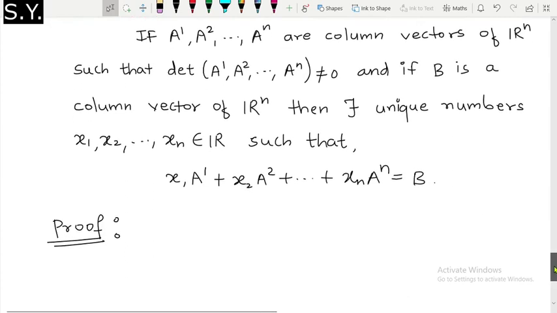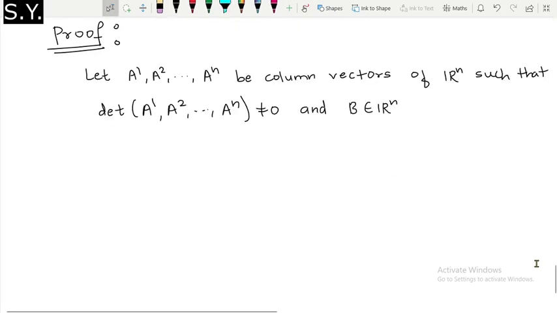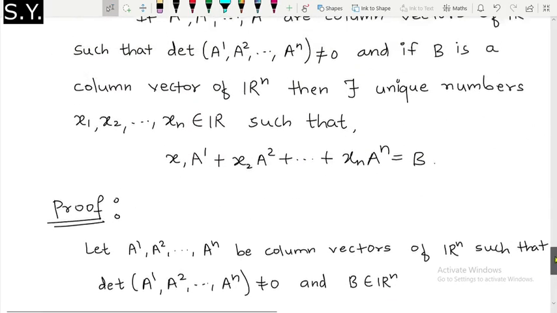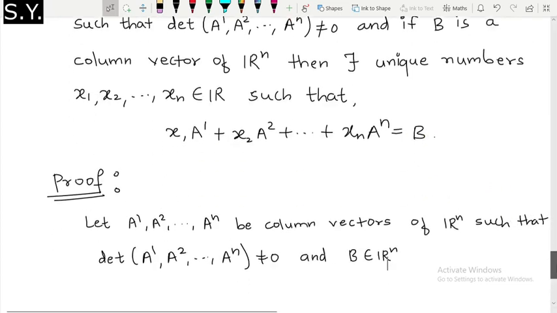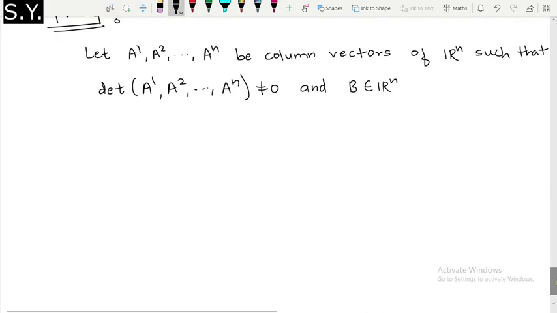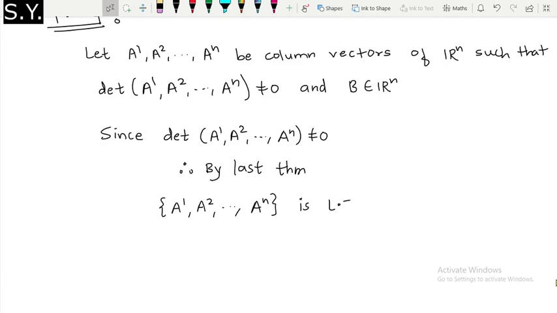So let us begin with the proof. First of all I will write down the given things. Let a1, a2 up to an be column vectors of R raised to n such that the determinant is non-zero. Now what we have to show is, we have to show that there exist unique numbers x1, x2, xn belonging to R such that this will happen. Okay, so since this determinant is non-zero, therefore by the last theorem what you can say, the set a1, a2 up to an is linearly independent.